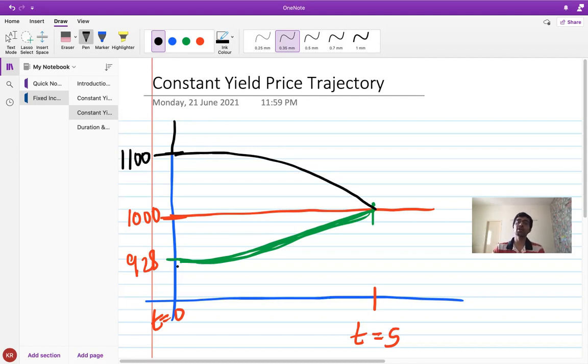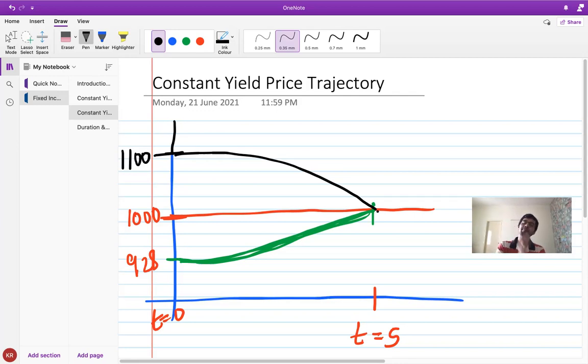Just like how the discount bond had an upward sloping curve moving towards the par value, a premium bond is a bond which is trading at a value more than the par value. A premium bond is a bond whose price is right now more than the par value. A premium bond is going to have a downward sloping curve, and even a premium bond's intrinsic value at t equal to 5 will be equal to 1000.